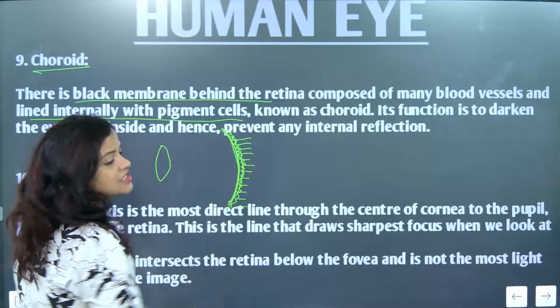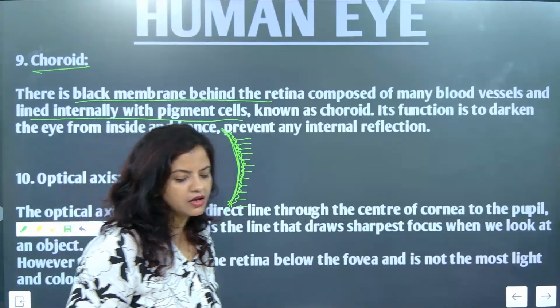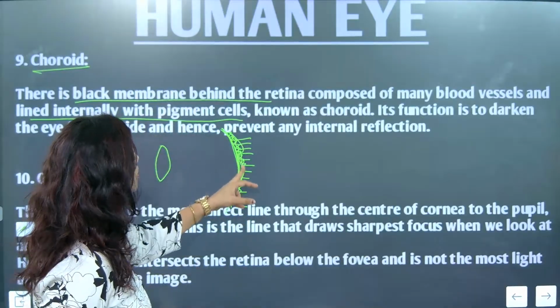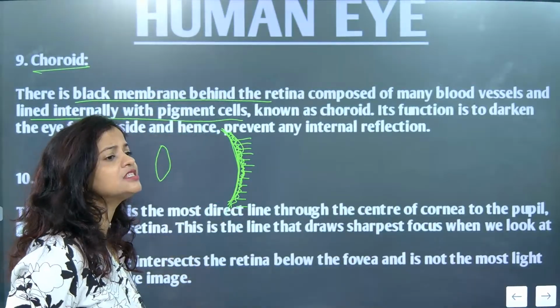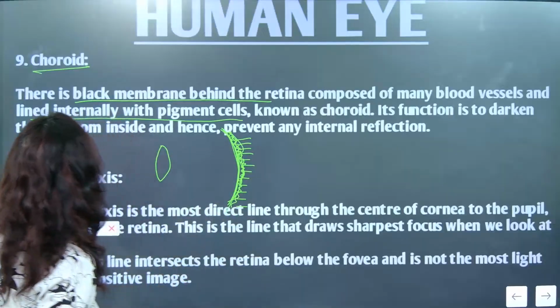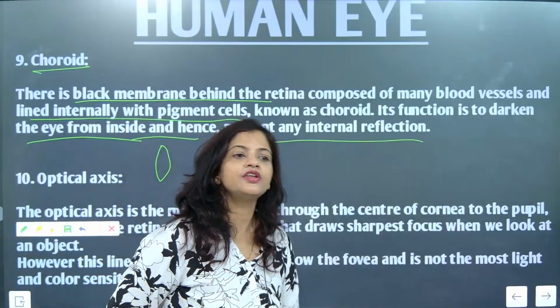So these pigment cells are called as what? Choroid. The pigment cells are called choroid. Now what is the function? Its function is to darken the eye from inside and hence prevent any internal reflection.